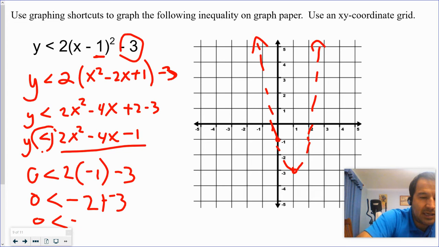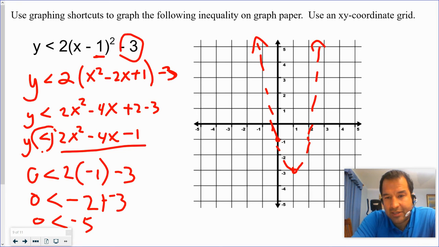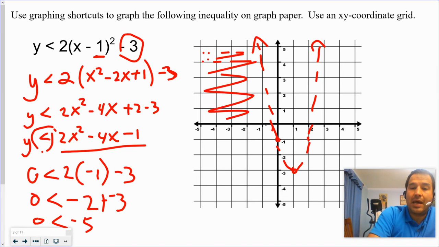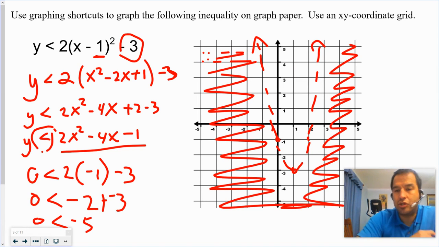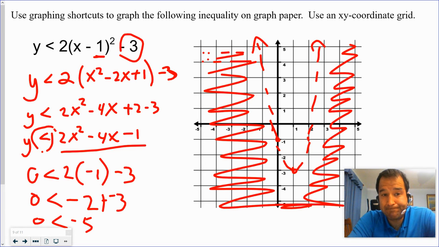0 is less than negative 5. Is that true? It is not. Therefore, everything outside the parabola should be shaded in. Cool. Did you get it right? Hopefully. Okay, and again, my hope is that if you got it wrong, you were able to figure out what you did wrong. Last one more, okay?